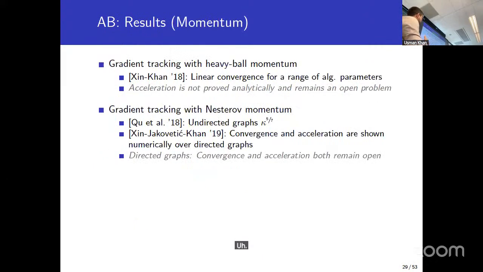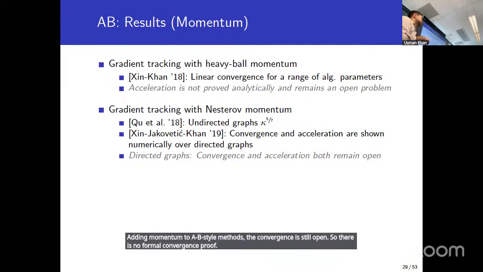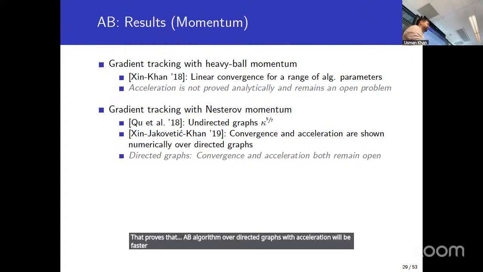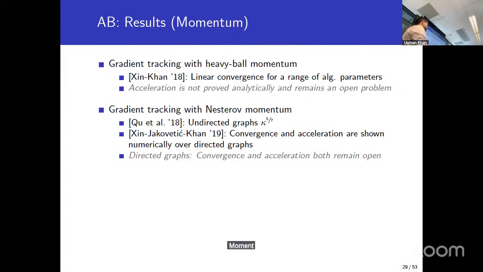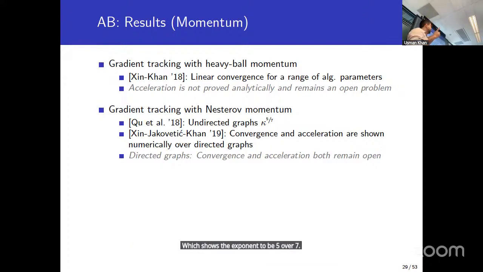Then if you want to add momentum to AB style methods for directed graphs, the convergence is still open. So there is no formal convergence proof that AB over directed graphs with acceleration will be faster than AB without momentum. For undirected graphs, there is a method by Nali and her student at Harvard, which shows the exponent to be 5 over 7. So remember that the best case exponent here is 1 over 2.